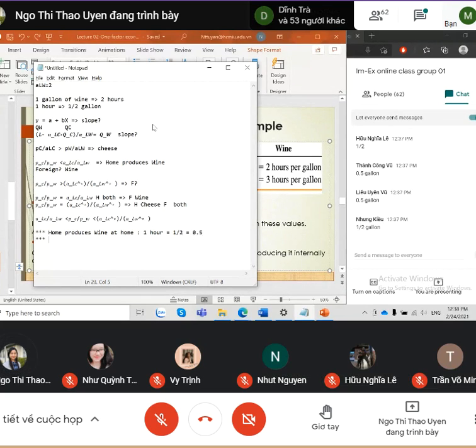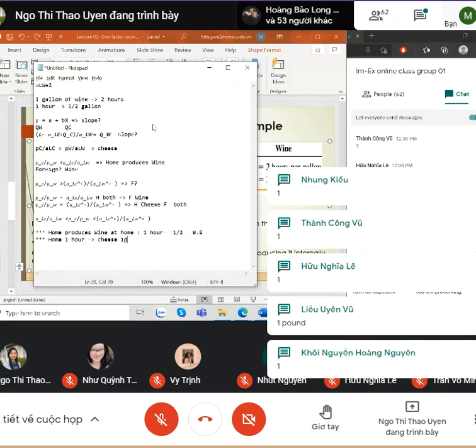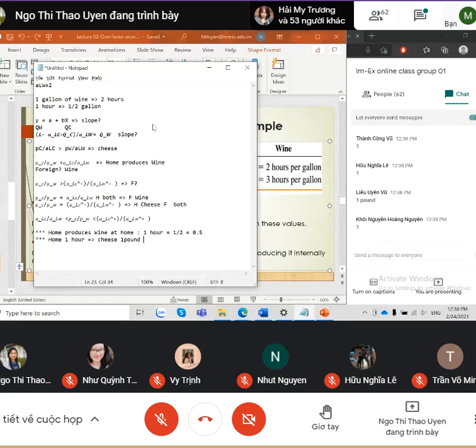Second option, home can use 1 hour to produce cheese. How many pounds of cheese can they produce in 1 hour? 1 pound. 1 pound, right? So for 1 pound, they can earn the price of cheese.